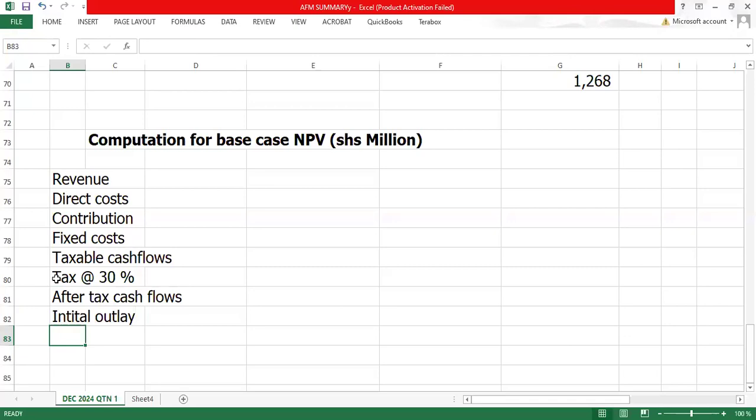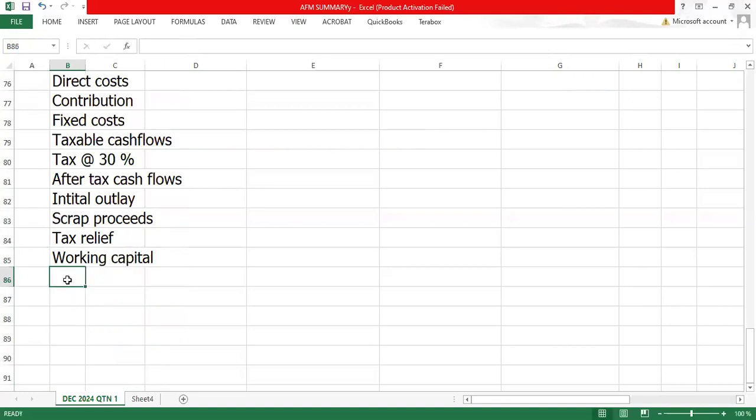After initial outlay, you have things related to the scrap proceeds, and put the words net scrap proceeds, or you just capture scrap proceeds. Okay, then from there you have your tax relief. Then after that, you have your what? Working capital. All these ones we have them. Then from there, you'll have the net cash flows.